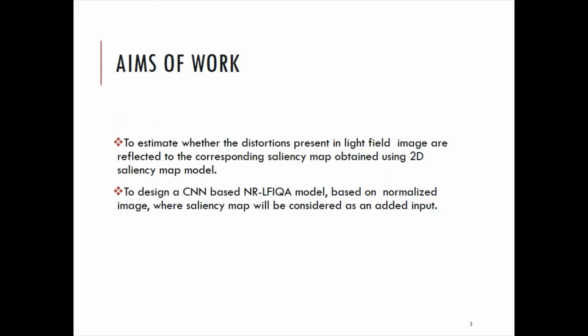The aims in this research work are to estimate whether the distortion present in light field image are reflected to the corresponding saliency map obtained using 2D saliency map model, and to design a CNN-based no-reference light field image quality assessment model based on normalized image where saliency map will be considered as an added input.